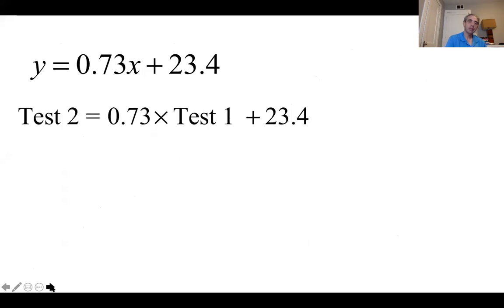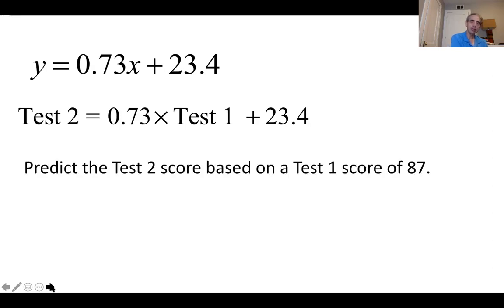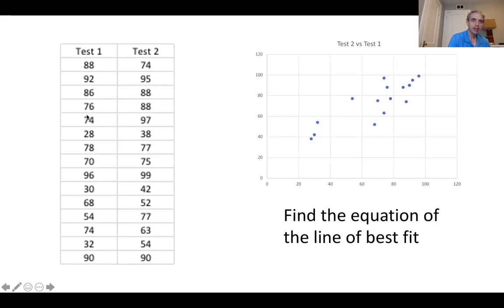Then what do we say? Test 2, that was the Y value, is 0.73 times test 1 plus 23.4. So let's ask a question again, namely to predict the test 2 score based on a test 1 score of 87. So if someone gets an 87 on test 1, what do we expect them to get on test 2? Now, we had the data, right? This guy got an 88, which is awfully close to 87, but only got a 74 on test 2. Do you think that'll be our best prediction, or do you think he is an anomaly somehow? So looking at that one identifier for the whole class may not be the best predictor.